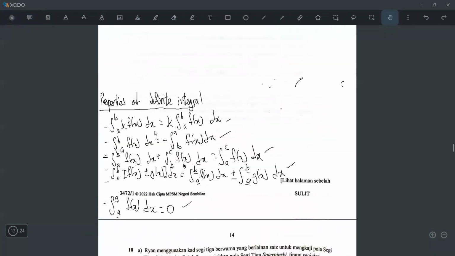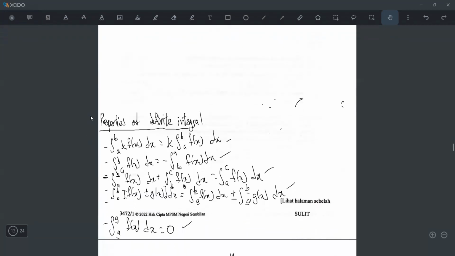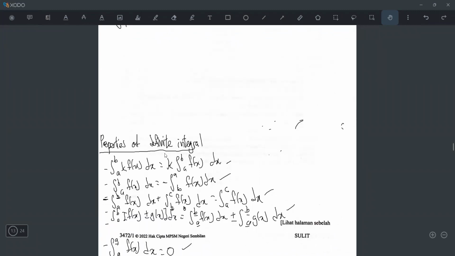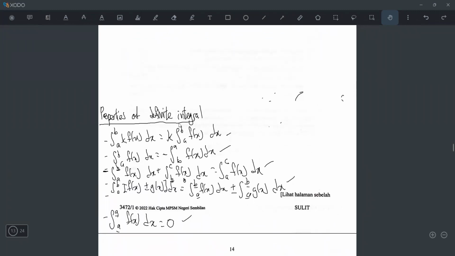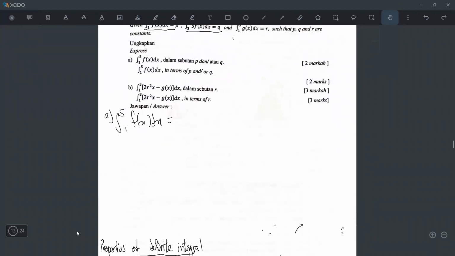And it's very helpful actually because it comes out a lot in paper 1. In paper 2, not so much. In paper 2, usually they test how to find area and all that. But in paper 1, they like to ask this. So make sure you memorize this before SPM.